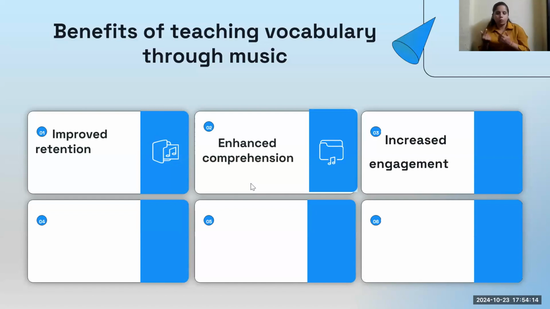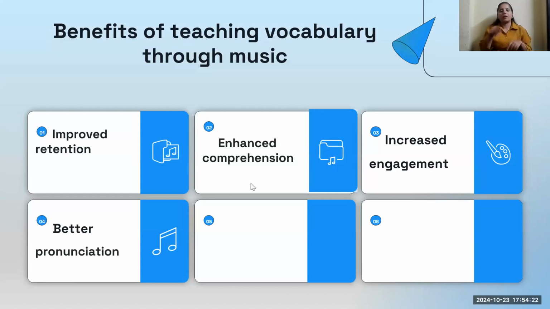Next is increased engagement. Again, anything which appeals to your senses is retained by the learner for a longer time. It increases their engagement as they are creating songs, providing music to it, repeating it, and reiterating the words. So it helps for a better engagement.